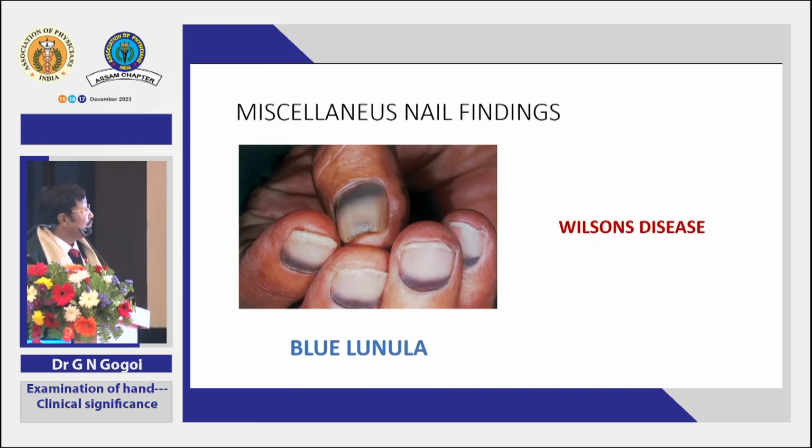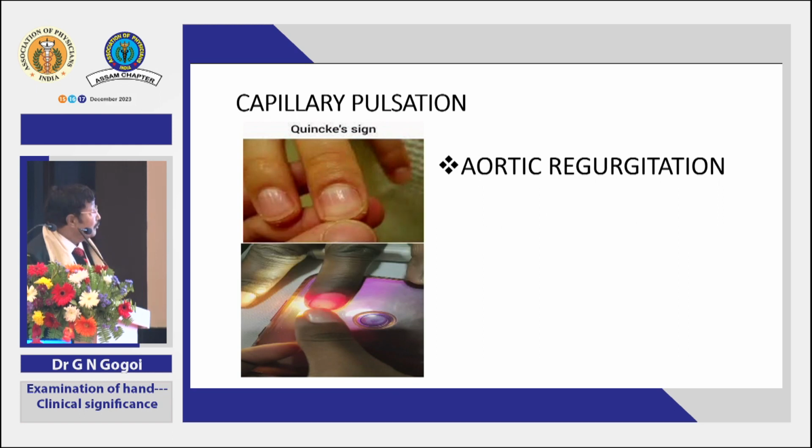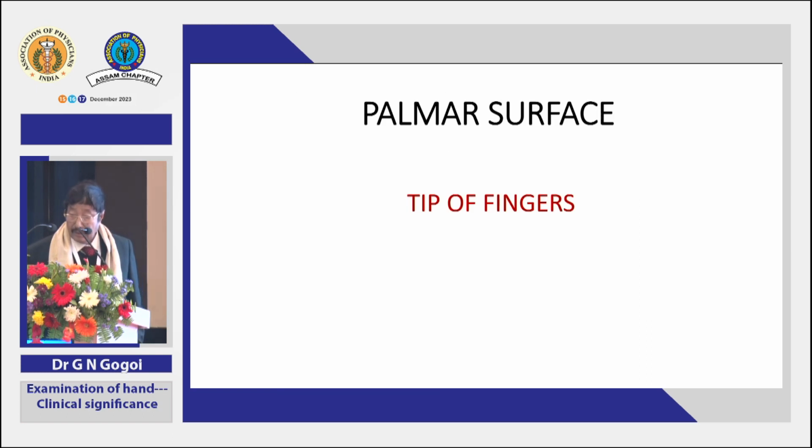Then some miscellaneous findings in the nail. Blue lunula is in Wilson's disease. Then longitudinal melanonychia is in vitamin B12 deficiency, it may be a normal finding in dark skinned people, and the most serious one is the subungual melanoma. And then we can see the capillary pulsation in the tip of the nails, increased pulsation we get in aortic regurgitation.